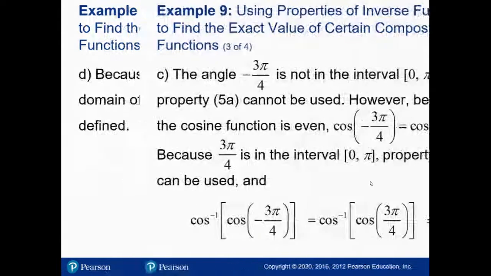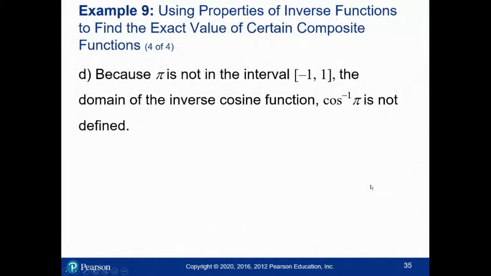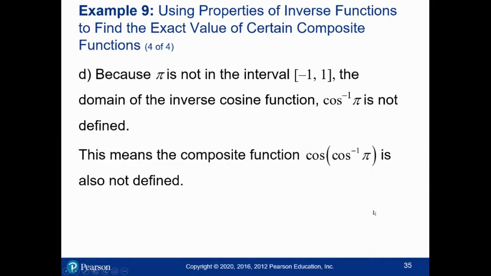All right, and now part D, you can't take the arc cosine of pi. That would be saying what's an angle whose cosine is pi, and pi is 3 point something. It's way too big to be the cosine of anything. So since arc cosine of pi is not defined, you just can't take the cosine of the arc cosine of pi. It doesn't even exist.